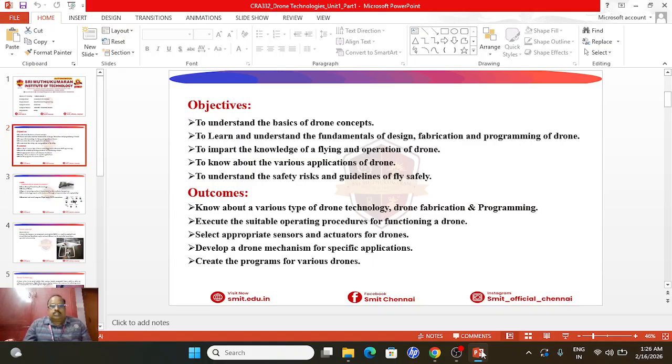The main outcomes of this drone technology subject are to know about the various types of drone technology as well as drone fabrication and programming. Also to execute the suitable operating procedures for functioning a drone, and select appropriate sensors and actuators for drones. So, develop mechanisms for specific applications and also to create various drones.